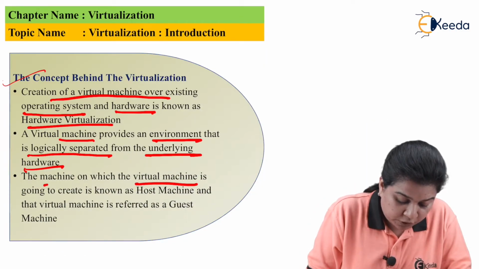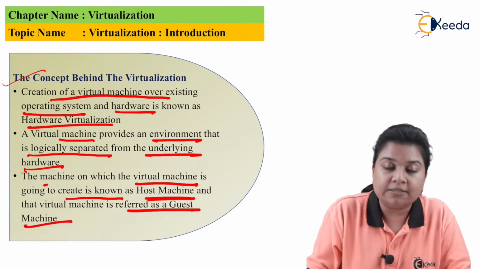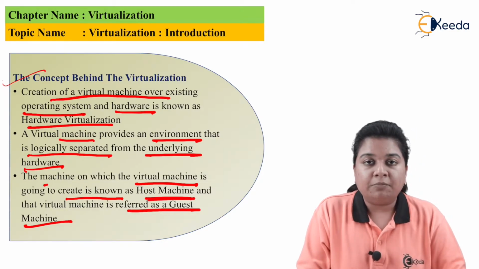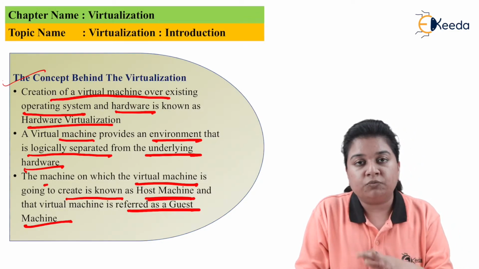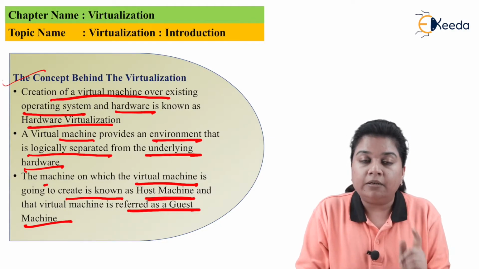The machine on which the virtual machine is going to be created is known as the host machine, and the virtual machine is referred to as the guest machine. That means the physical machine on which we are going to create a virtual machine is known as the host machine, and the one which is created, the virtual machine, is known as the guest machine.